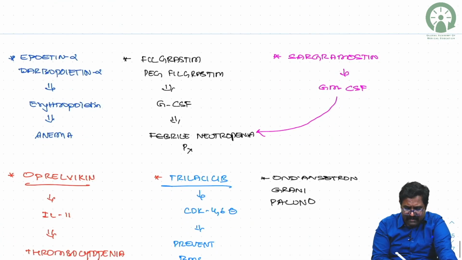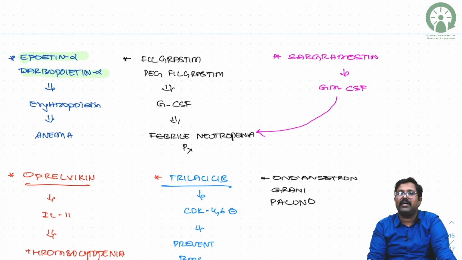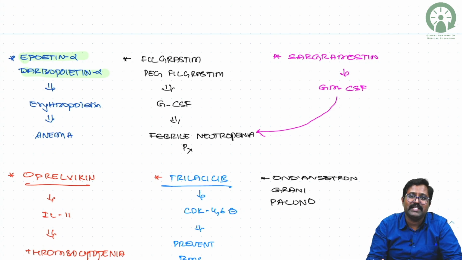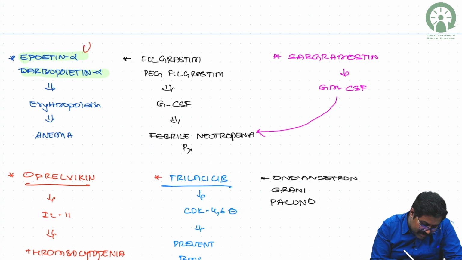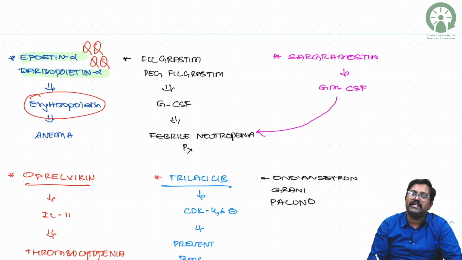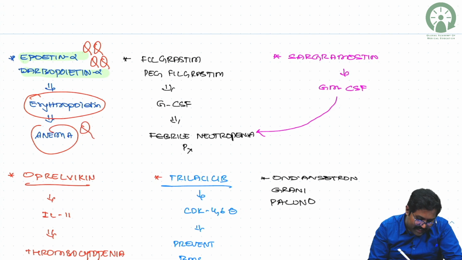Then next you have a very important group of drugs, epoetin alpha and darbepoetin alpha. Where do you want to use epoetin or darbepoetin? The name itself suggests it: poetin. They need to increase the blood production in conditions like anemia. Please do remember this, very, very important. Darbepoetin alpha and epoetin alpha are the erythropoietins. They are used in the treatment of anemia.